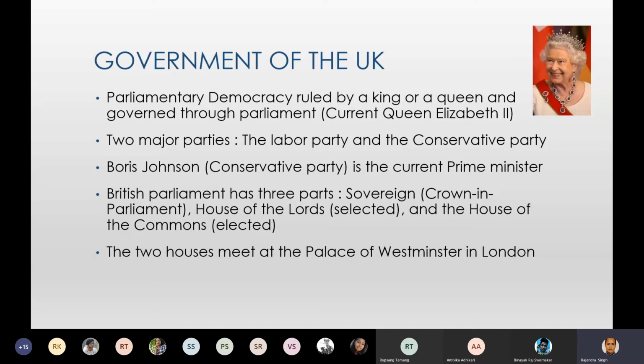All right, so the last point here: when they have to make a law, when they have to discuss a bill, both the House of Lords and the House of Commons come together at the Palace of Westminster in London, because London is the capital of the United Kingdom. Members from different territories, for example Scotland, Wales, Northern Ireland, and England, meet together at this place in London to discuss the bills. Okay. All right. Any question?